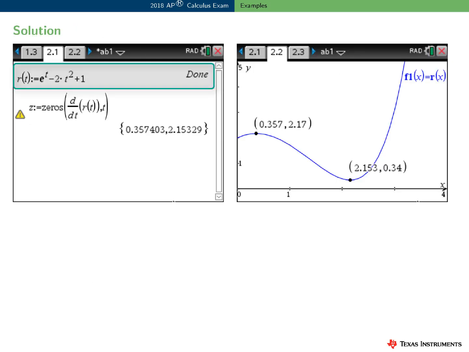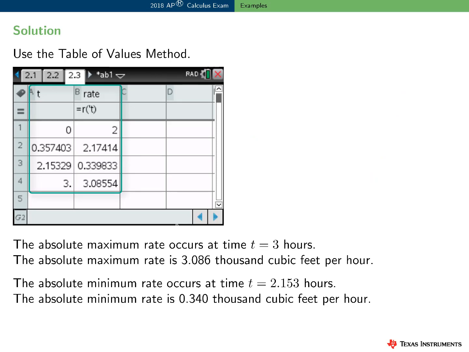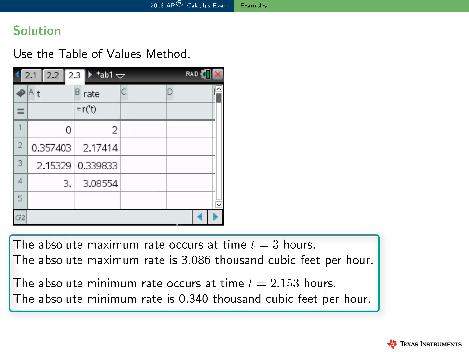Here's how I used technology to solve this problem. I first defined the function r, and then I used the zeros command to find the critical values. I used this command so that the results would be stored in a list, and I can then refer to specific values in this list. And here's a graph of the function r with the critical points labeled. Here is a lists and spreadsheet page with all the relevant values. Well, here's a table of values. And using this table, here's a summary of my results.